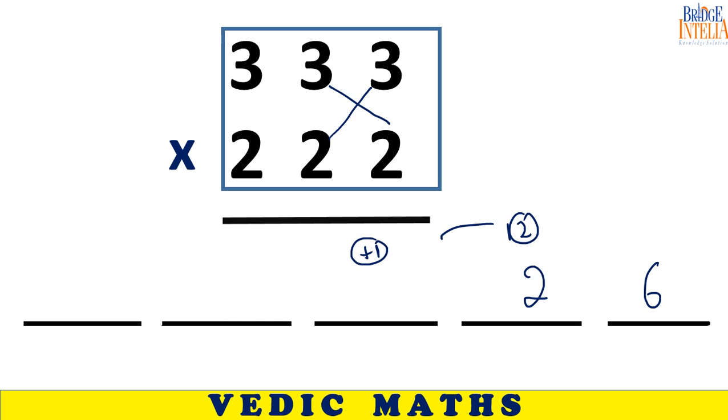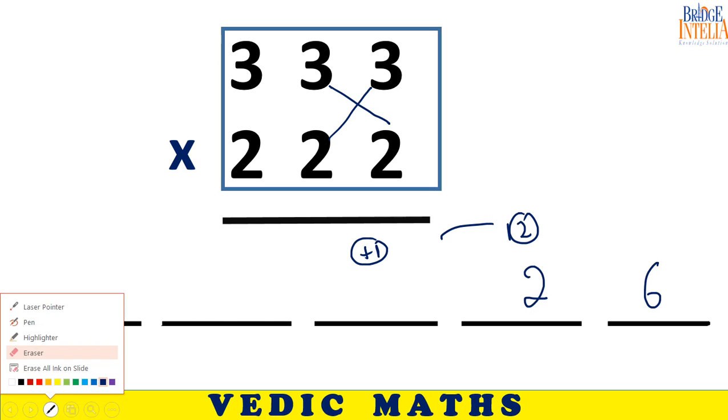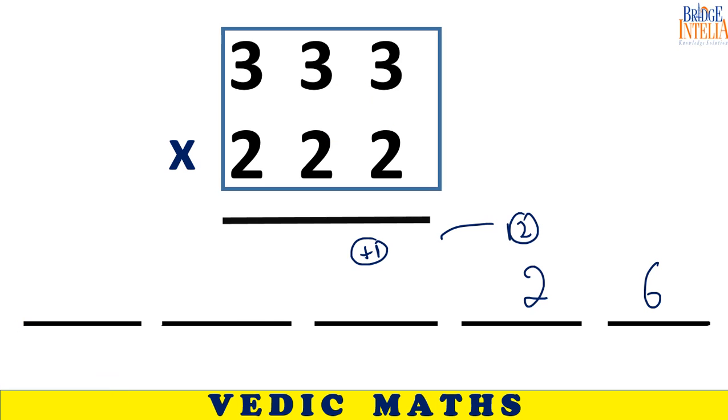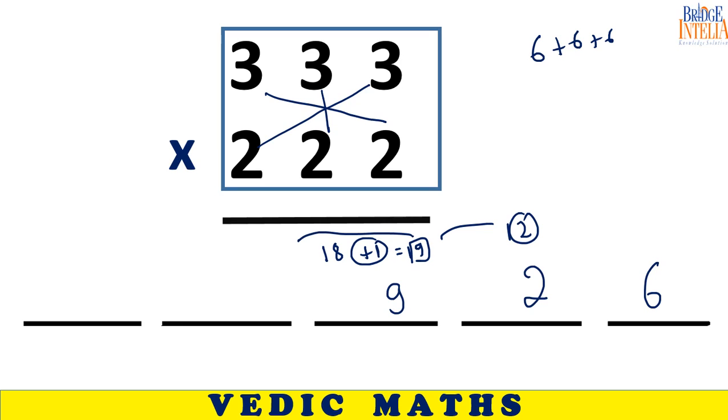Now let's move the box forward. So the box comes in this position. Let's find the cross connection product in this position. So 3 into 2 is 6, and this 2 is connected with this 3, again 6, and this 3 with this 2. So 6 plus 6 plus 6, 18, and 1 is already carried forwarded. So 18 plus 1 is 19. So I can write only 9 here, and the remaining 1 is carried forwarded.